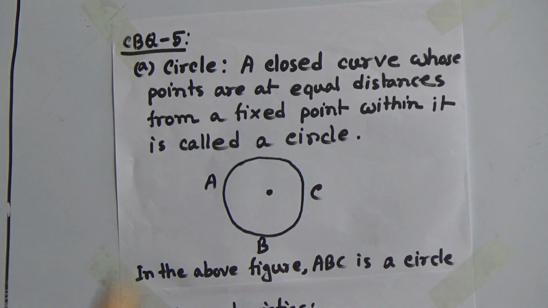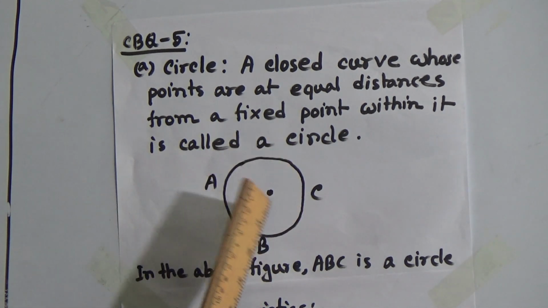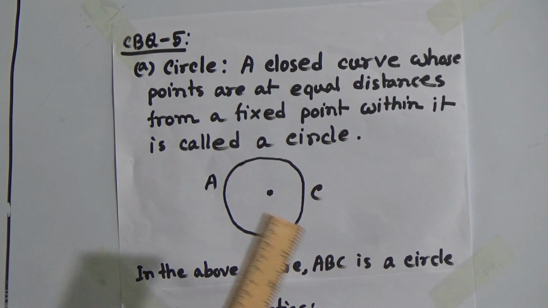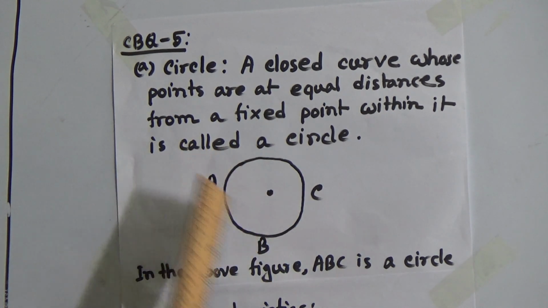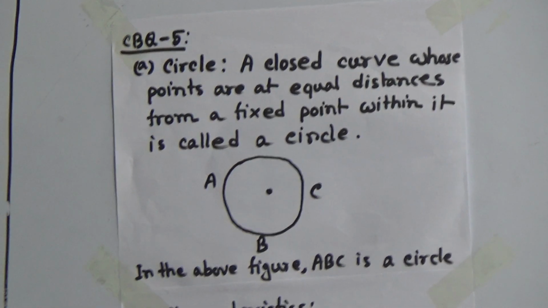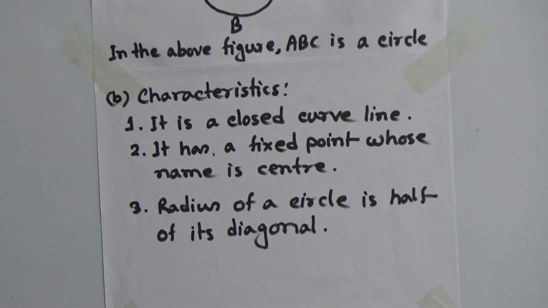My dear student, notice this is a circle and this point's name is center, and we name this circle ABC. So in the above figure, ABC is a circle. Now, question B: write down the characteristics of circle.